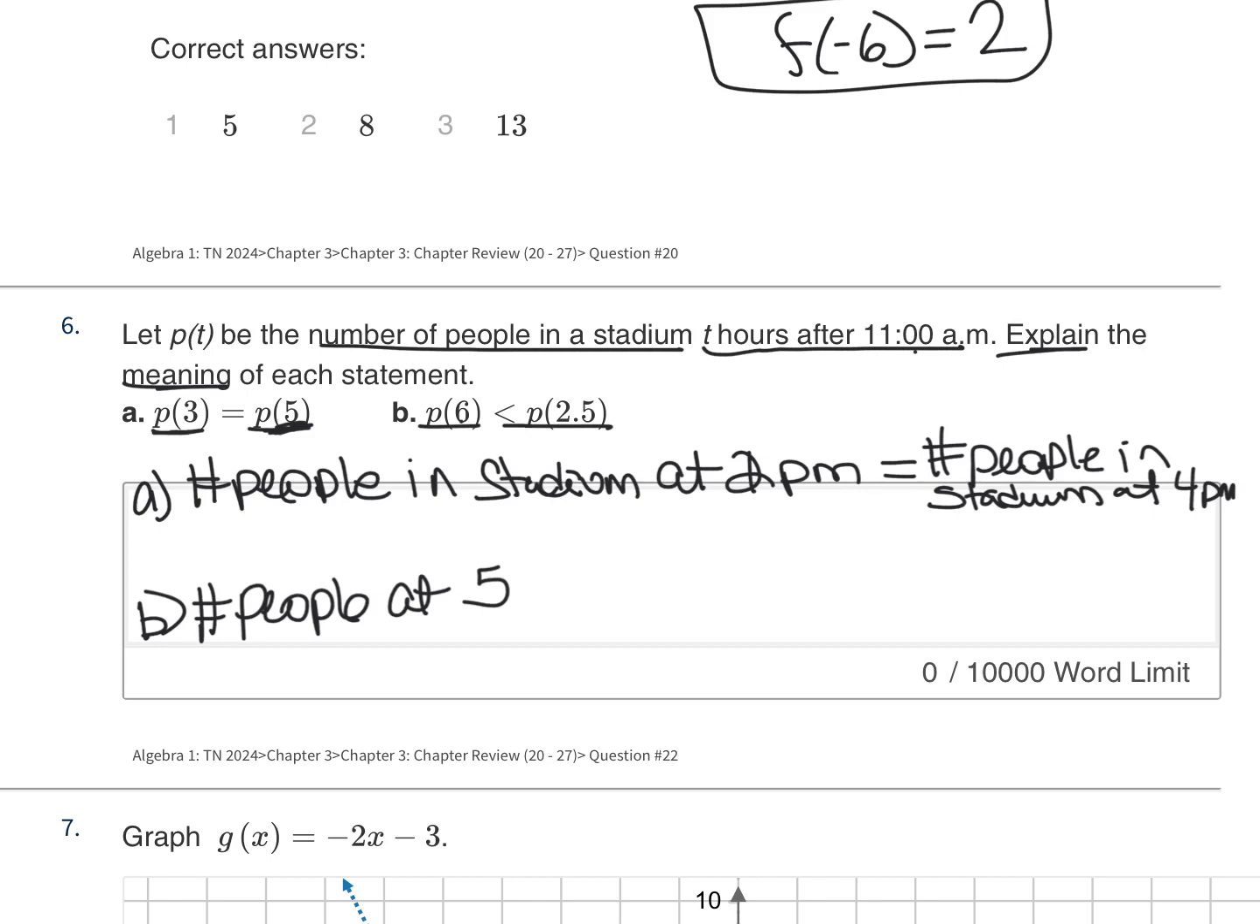5 p.m. is less than the number of people just a minute ago.